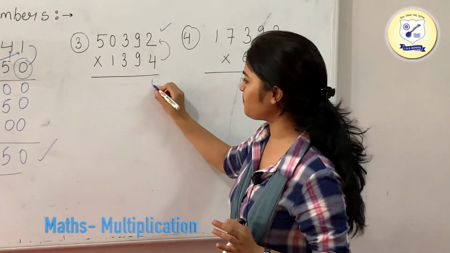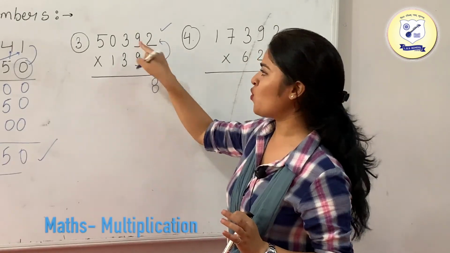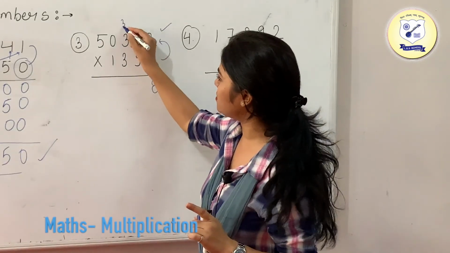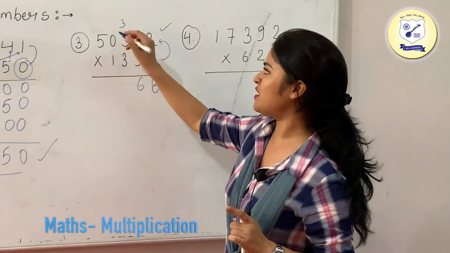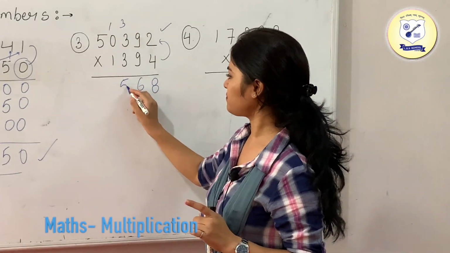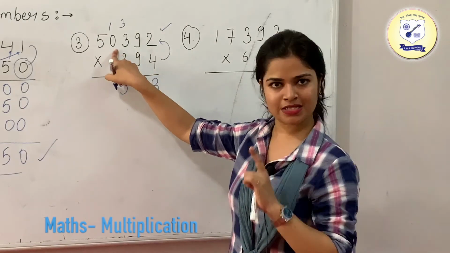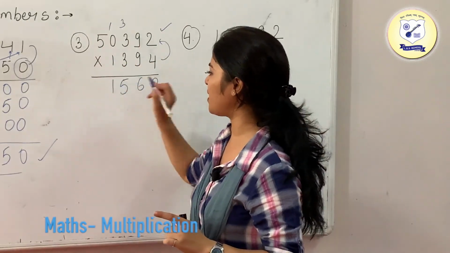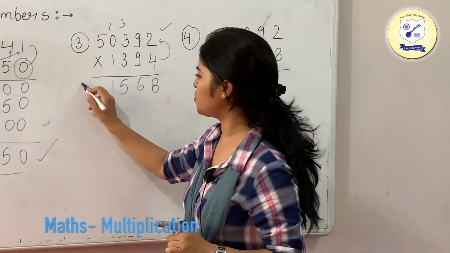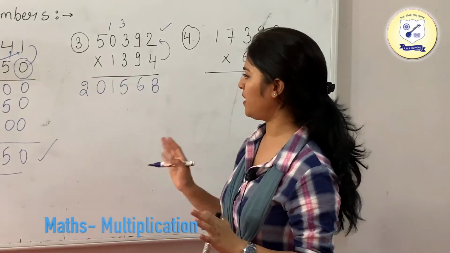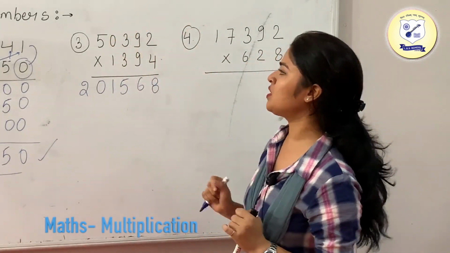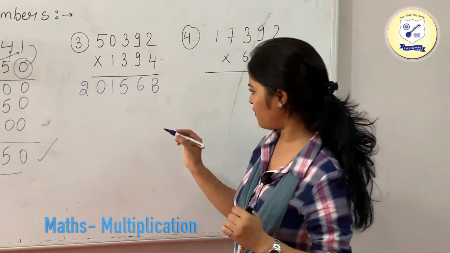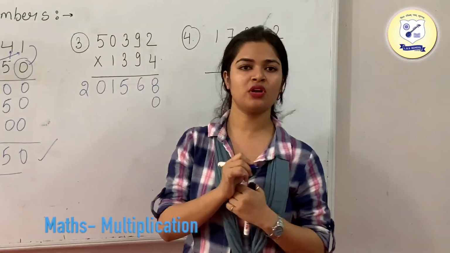4 2s are 8, 4 9s are 36, 3 is your carry, and write 6 here. 4 3s are 12, 12 plus 3 is 15. 4 zeros are 0, plus 1 is going to be a 1. 4 5s are 20. So this is it. We are done with the first digit. Okay. Now we'll move to the second digit, which is your 9. First, before starting that, just put a 0.